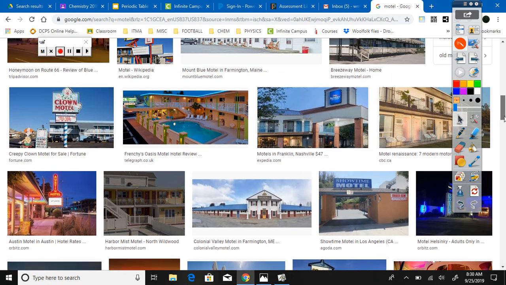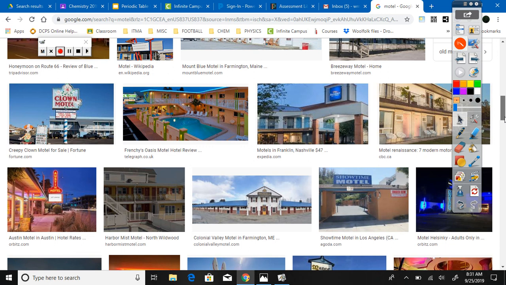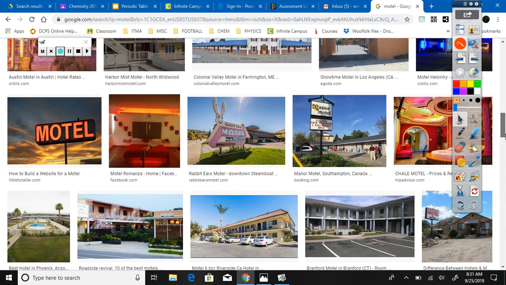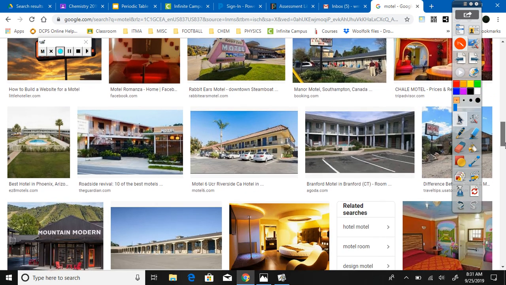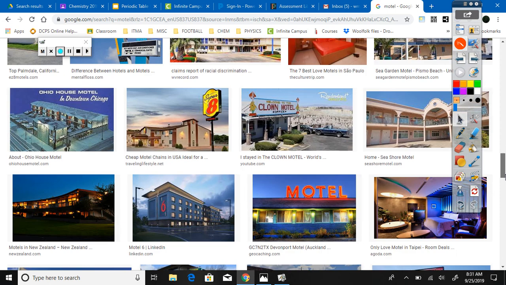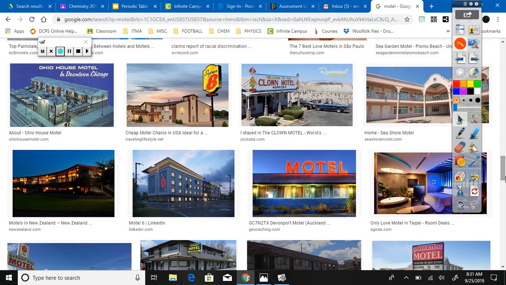A clown motel. What the heck? A creepy clown motel. Oh, Lord. Clown motel.